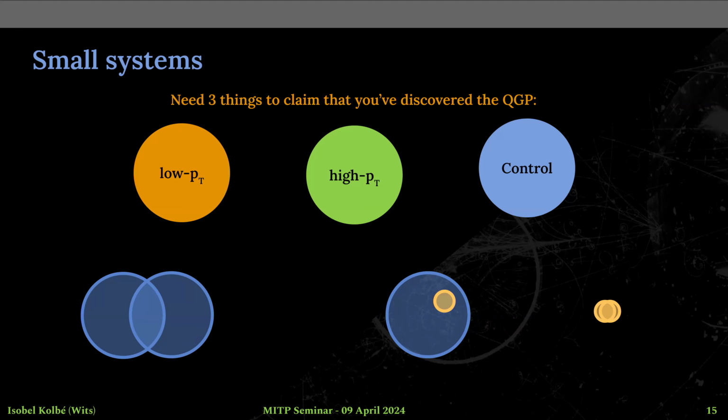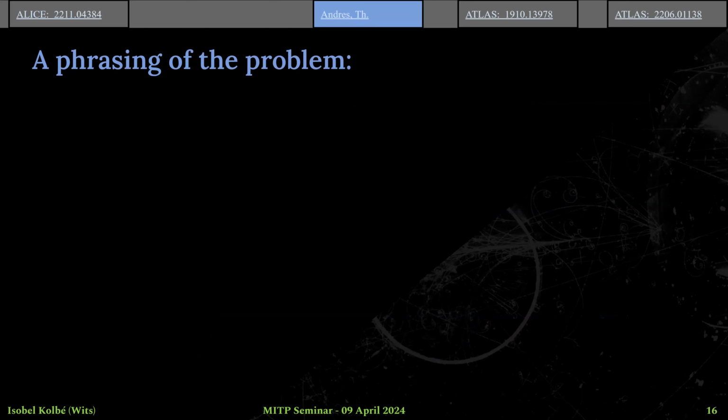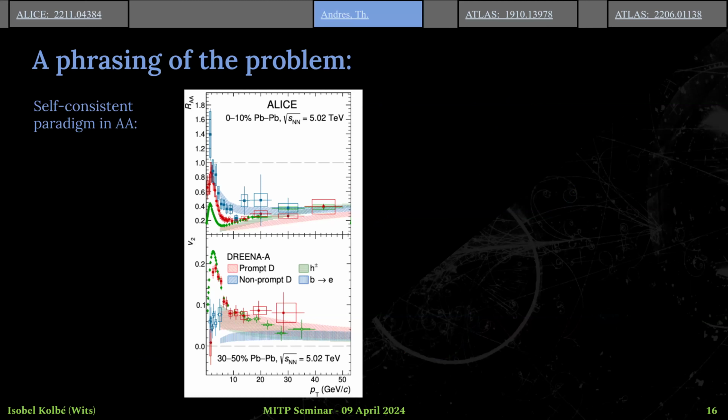And small systems now includes very peripheral lead collisions, these proton-lead collisions. But they've even measured these flow coefficients in high multiplicity proton-proton collisions and in medium-sized systems, so it's all of these smaller colliding systems, anything that's not a central AA. Okay, let me try to frame the problem for you in a slightly more formal way. Okay, this is how I do it.